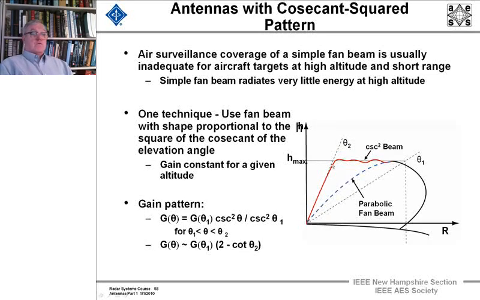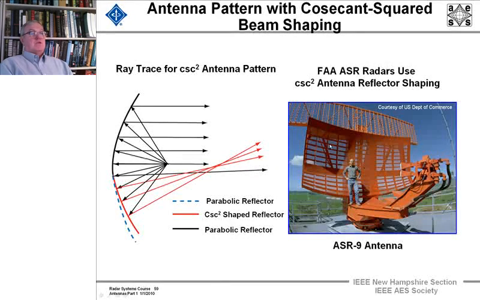And so for this portion of the beam, you have the parabola. The gain is G1 times cosecant squared theta divided by cosecant squared theta 1. It'll have the same gain. And for theta between theta 1 and theta 2, the gain is equal to that. Okay?